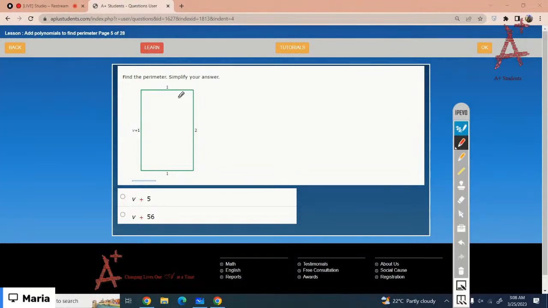Okay, find the parameter. So for the parameter, you have to add all the side lengths. It would be 1 plus 2 plus 1 plus V plus 1. So just add all the side lengths. Here you have V, 2, 3, 4, 5. So it would be V plus 5. So the correct option is V plus 5.